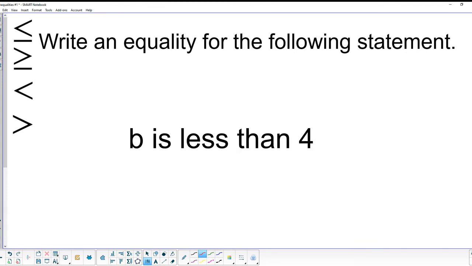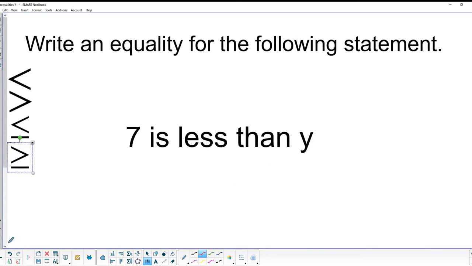All right, now, what if I just give you a phrase? And then based on the little word hints that I gave you a little earlier, let's just go ahead and write an inequality for this. So b is less than 4. So b less than symbol 4. Well, that's pretty easy, isn't it?